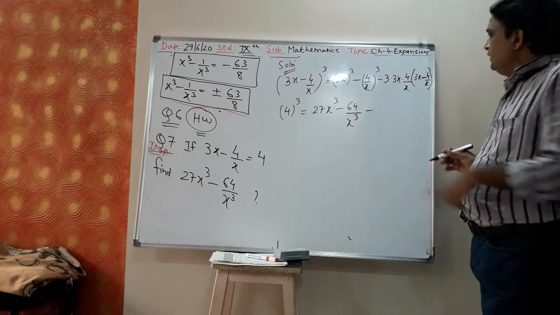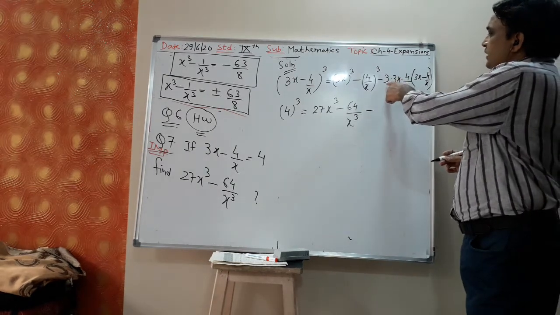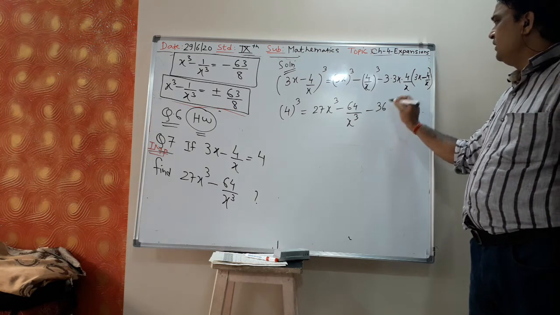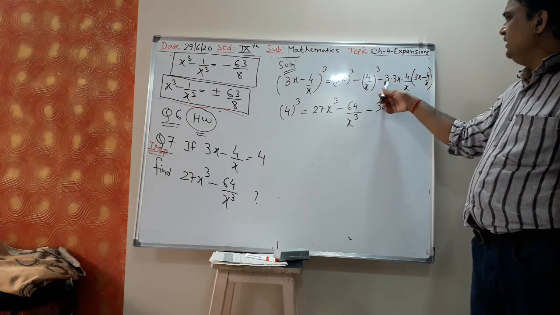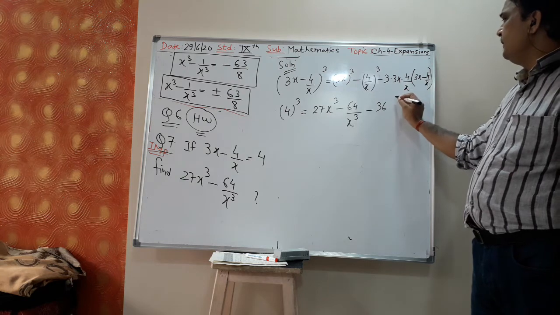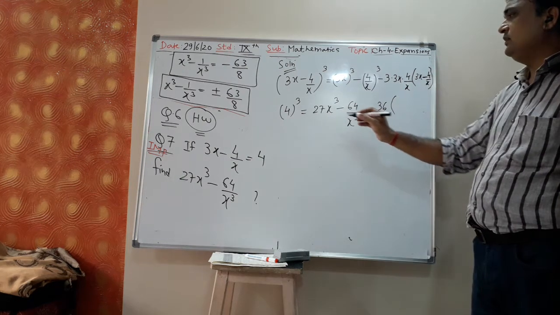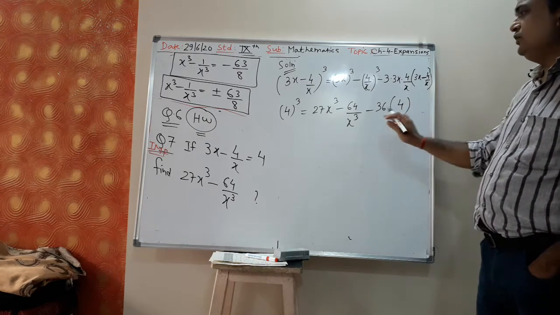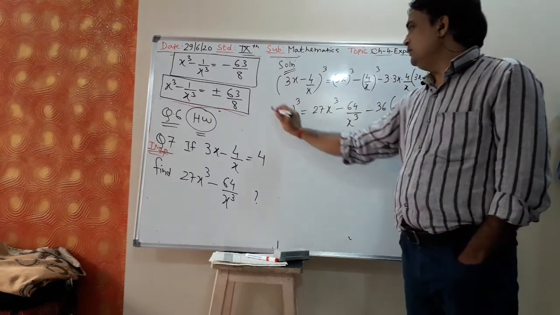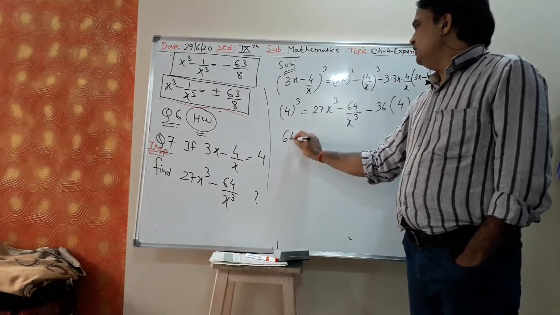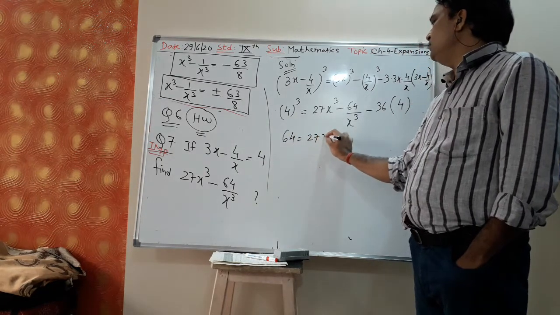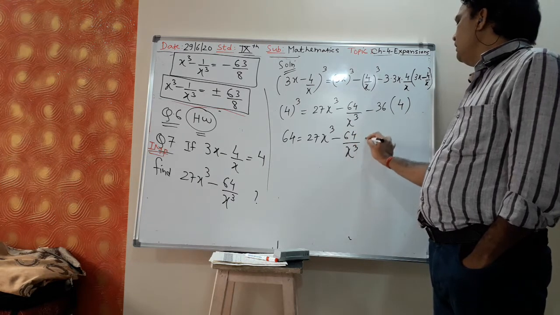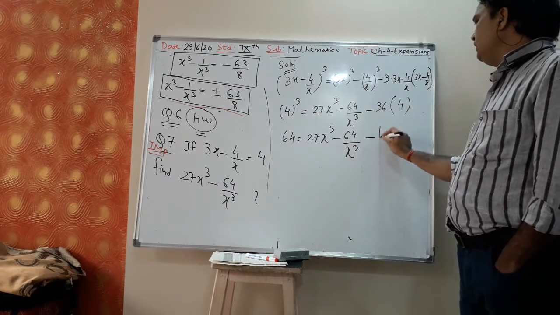minus, now x gets cancelled. What is left? 3 into 3, 9, 9 into 4, 36. Are you getting? x gets cancelled. 3 into 3, 9, 9 into 4, 36, into 3x minus 4 upon x, which is 4. So 36 into 4. This bracket value is 4, given. So 4 cube is 64. 64 is equal to 27x cube minus 64 upon x cube minus 144.